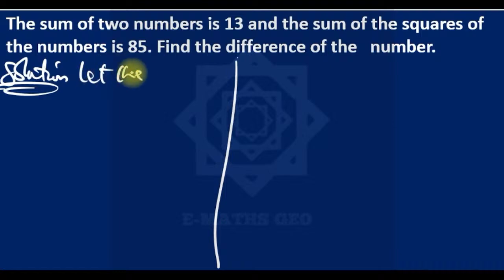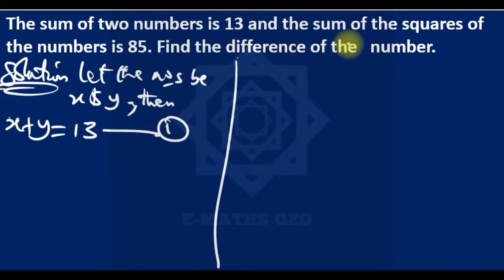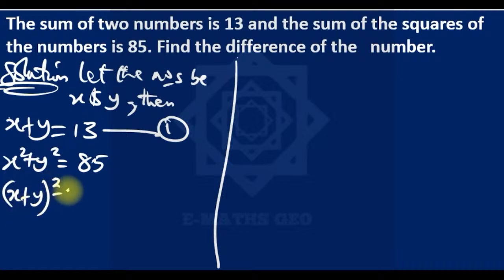Let the numbers be x and y. Then the sum of the two numbers, that's x plus y equals 13. And the sum of the squares, that is x squared plus y squared equal to 85. Looking at this addition of two squares, it could be written as x plus y all squared minus 2xy equal to 85. Yes, it's called addition of two squares.